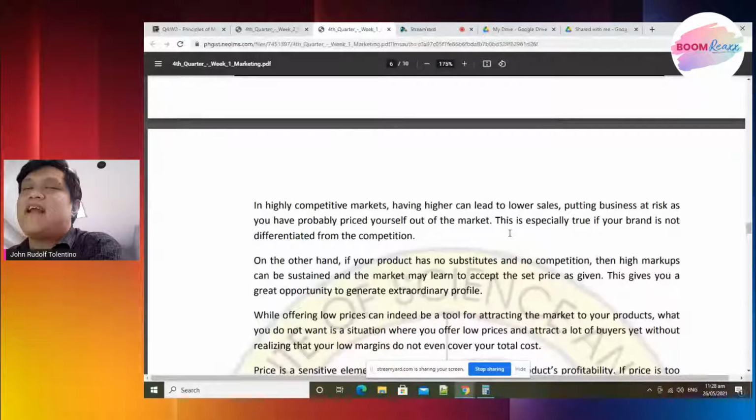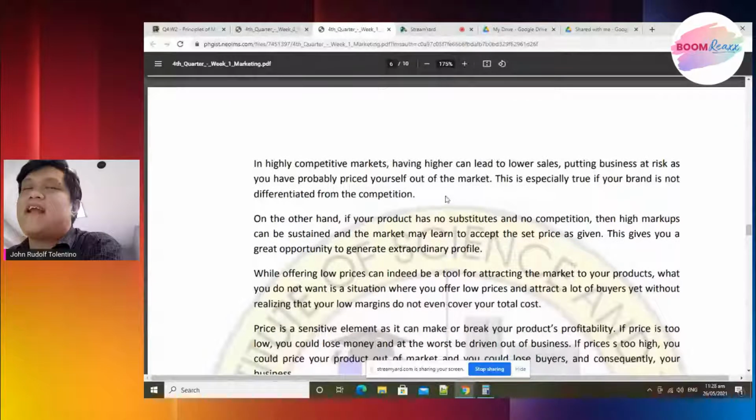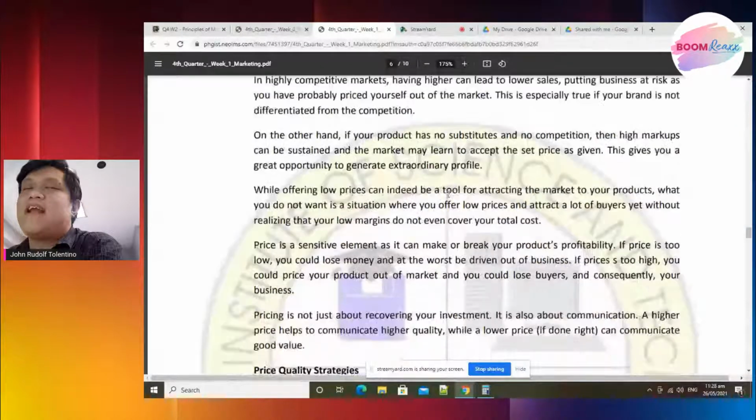So ibig sabihin, may factor yun na at the end of the year, magiging mababa yung sales mo or makakaapekto sa flow ng market mo or ng business mo. Diba? So this is especially true in your brand. It's not differentiated from the competition. On the other hand, it's not about the competition. It's about you, your company itself. Kasi think about your suggested retail price. Wala tayo sa labas, nasa inner part tayo ng company. Kasi we are the one who are setting the suggested retail price.